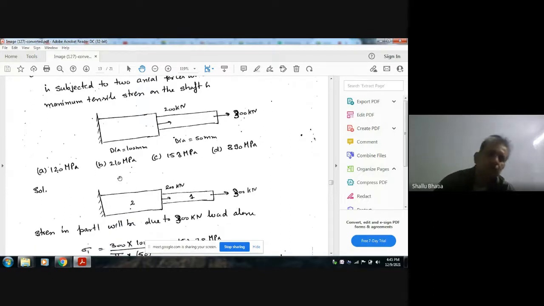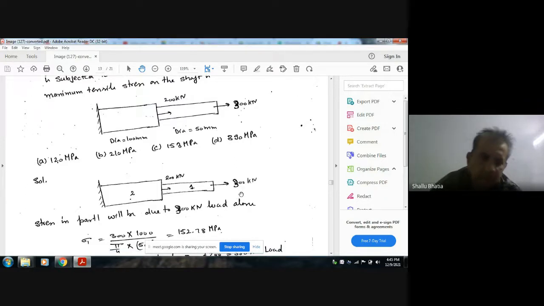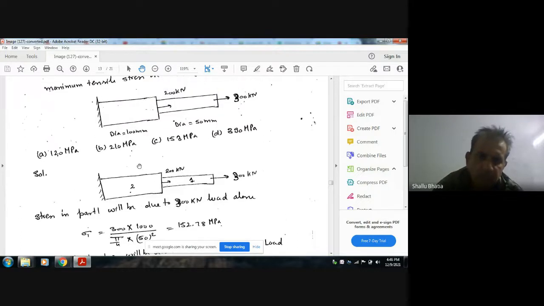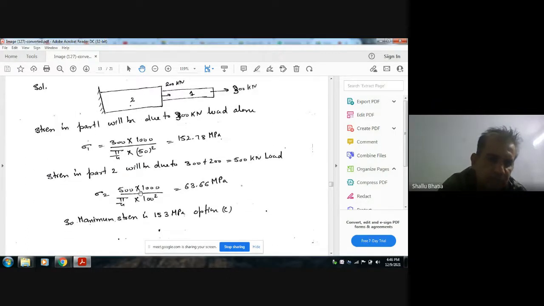Consider it divided into two parts, this is the first part and the second part. In part one, the force acting is 300 kN, so we'll find the stress according to that, and the diameter is 50 mm. So 300 into 1000 divided by pi by 4 into 50 square, that is 152.78. In the second part, the total load will be 300 plus 200, 500 kN, and the diameter is 100 mm. So find the stress according to that: 500 into 1000 divided by pi by 4 into 100 square.